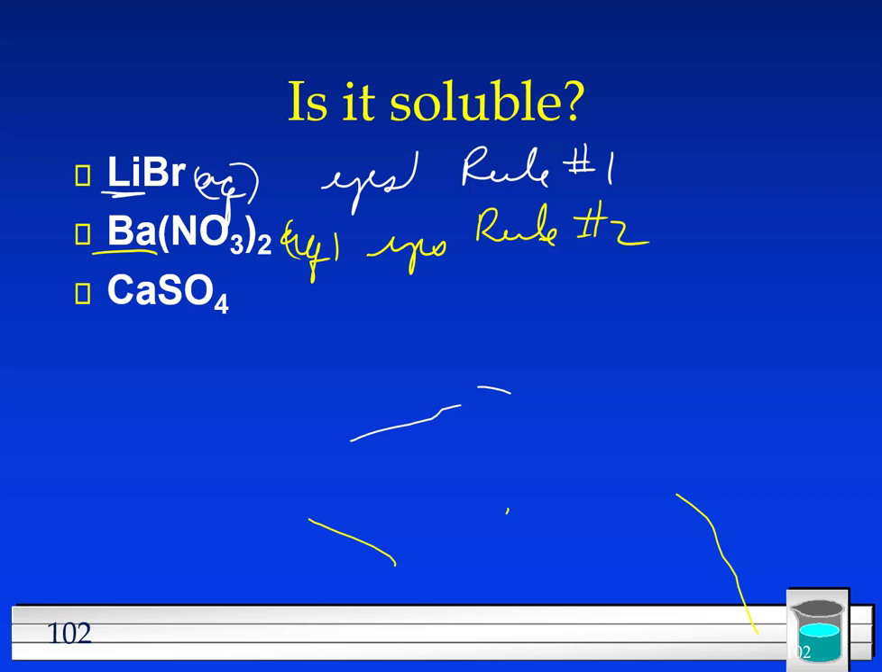Calcium sulfate. Well, first we find calcium on the periodic table. Group 2A, alkali metal? Nope. So SO4 is called sulfate. What does it say about sulfates? It says sulfates are soluble unless they're with one of those 5 things. Is calcium on that list? No. So it says it's soluble.